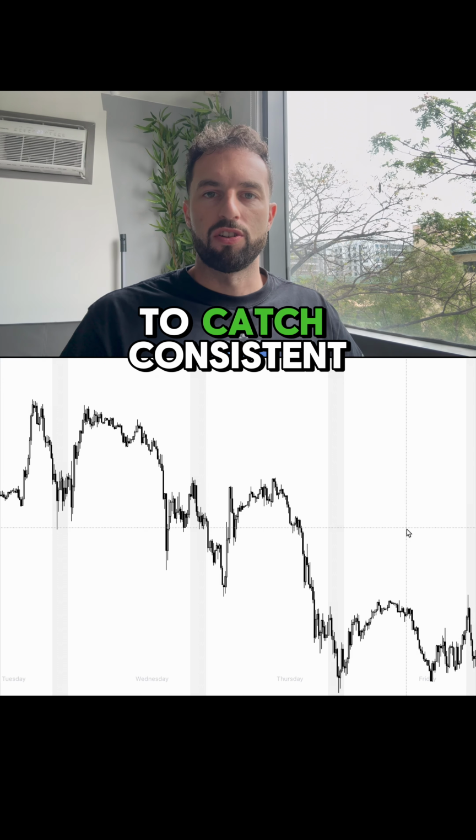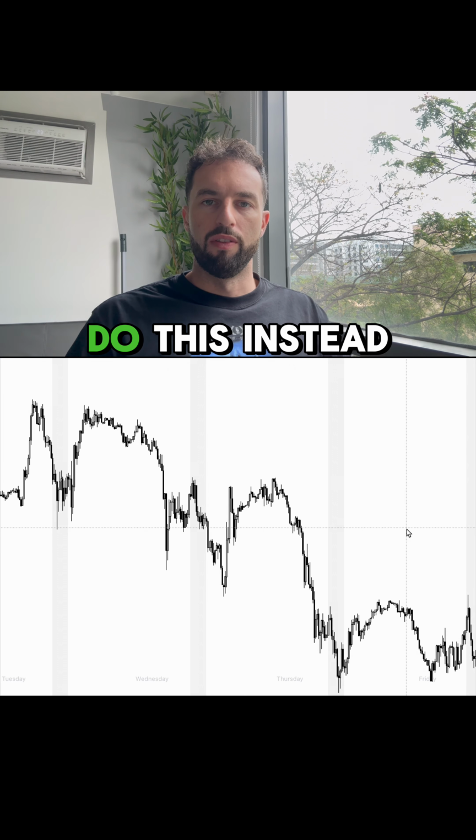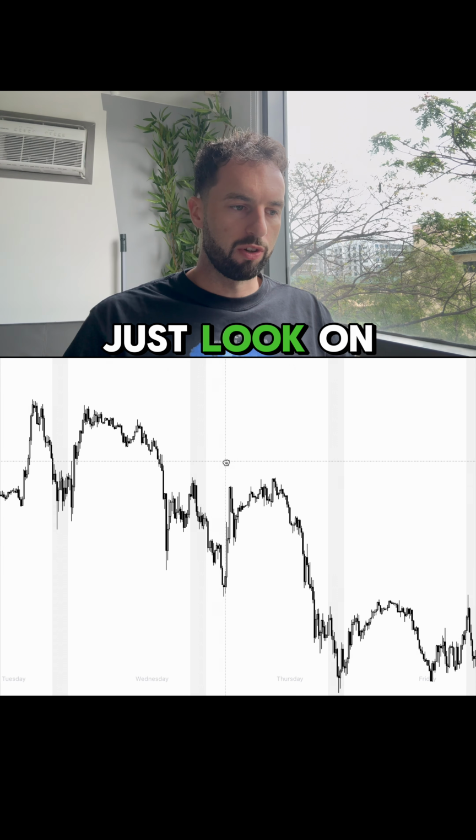If you're struggling to catch consistent winners in the market, do this instead. So if we just look on the charts right now, one of the main things that we always focus on is breaks of structure, right? Everyone knows what a break of structure is.